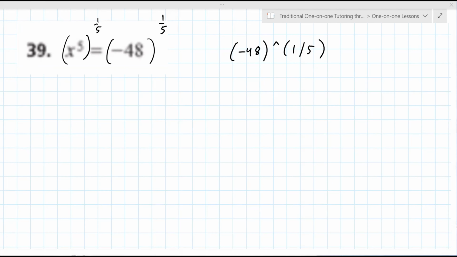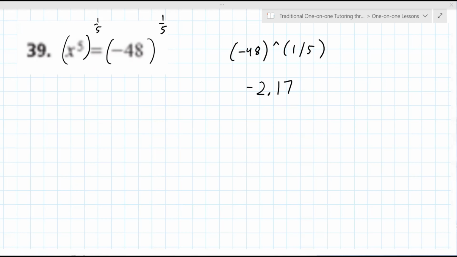Go to your calculator for that. I got negative 2.16, maybe 2.17 with rounding, but yes, that's completely correct.